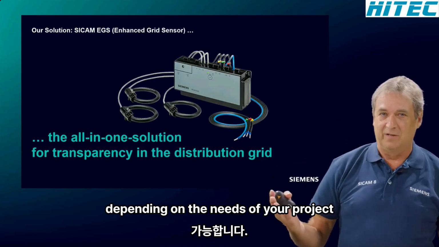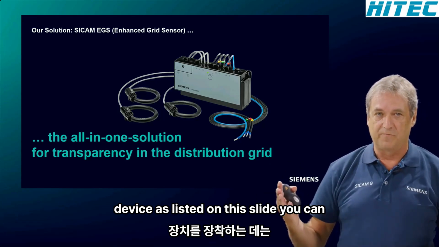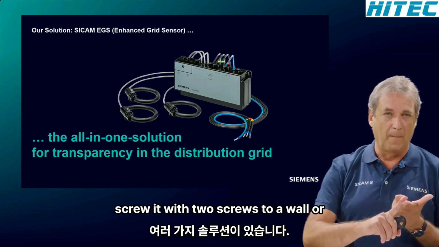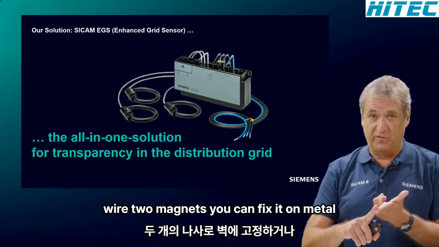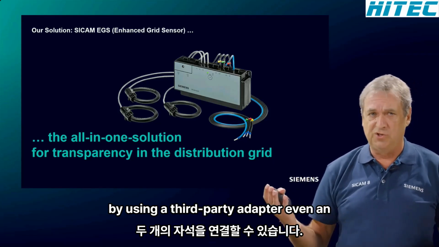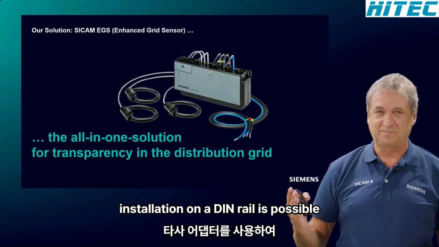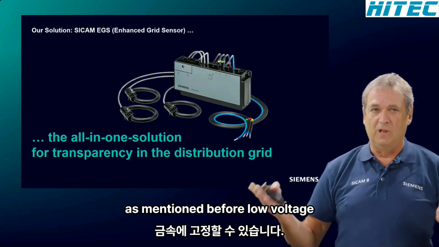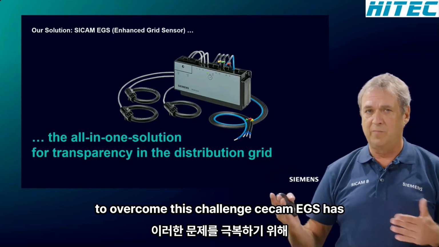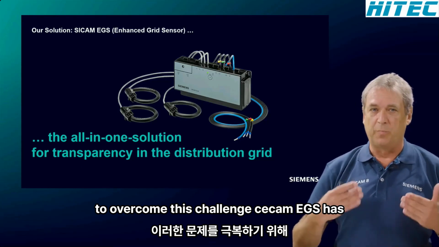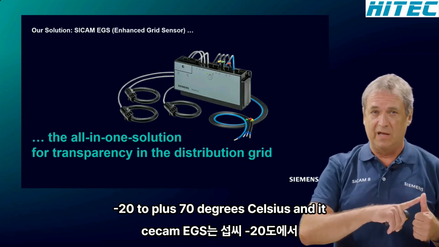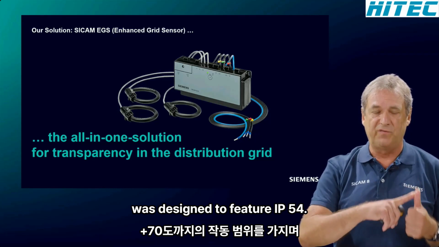Depending on the needs of your project, there are several solutions to mount the device. As listed on this slide, you can screw it with 2 screws to a wall, or via 2 magnets, you can fix it on metal. By using a third-party adapter, even an installation on a DIN rail is possible. As mentioned before, low-voltage substations have harsh climatic conditions. To overcome this challenge, SICAM EGS has an operating range from -20 to +70 degrees Celsius, and it was designed to feature IP54.